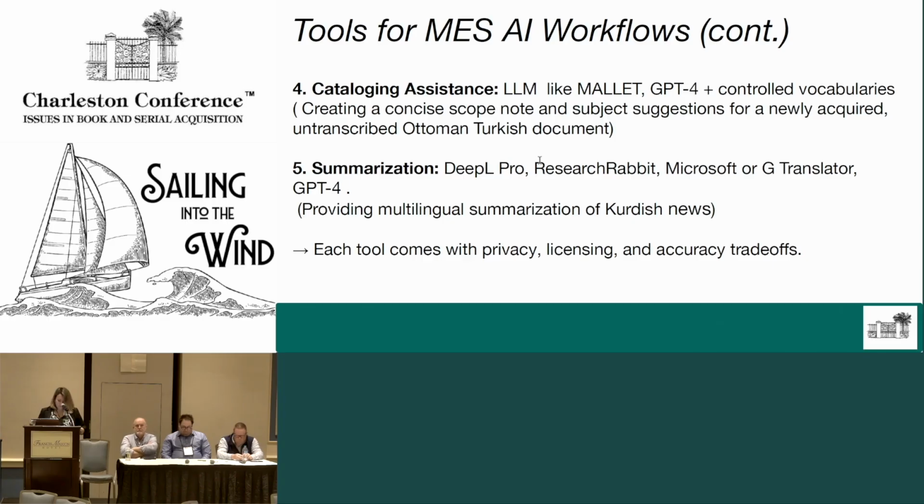Step 4, cataloging assistance. Prompting large language models like GPT-4 to create a concise scope note and subject suggestions for a newly acquired untranscribed Ottoman Turkish document. The librarian needs to review the generated draft for tone and bias and verify the suggested subject terms against the Library of Congress subject headings.